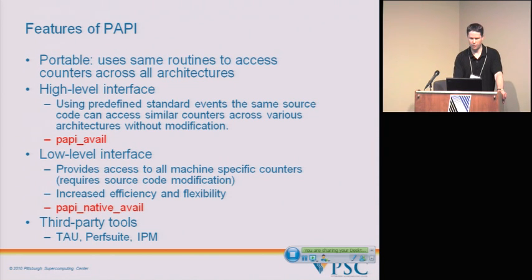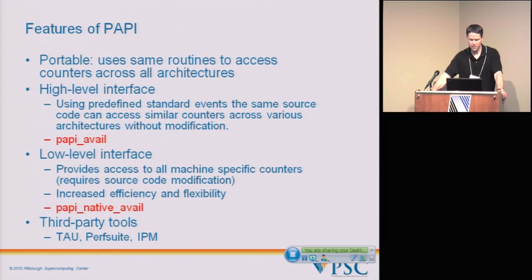And so there are 2 different interfaces available which facilitate this. One is a high-level interface which uses these predefined portable events to access similar counters across various architectures. And there's a command when you go on any machine that has PAPI installed, and not all of them do, by the way, because PAPI requires a modification to the Linux kernel in order to work. And so not all machines have that kernel patch installed.